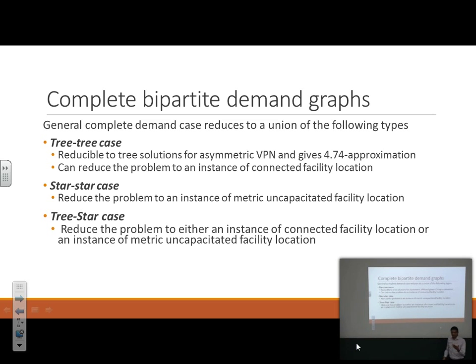How did we get this reduction? In one case, I'm going to reduce it to what's called connected facility location. In another case, I'm going to reduce it to uncapacitated facility location. I claim that instead of solving this network design problem, I can identify some nodes to be facilities, build a facility location solution, and recover my solution. By combining these two, you can get a constant factor here too.